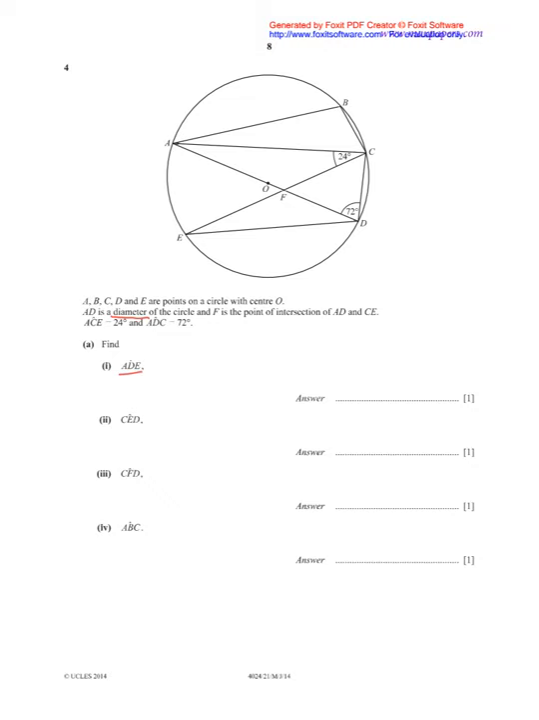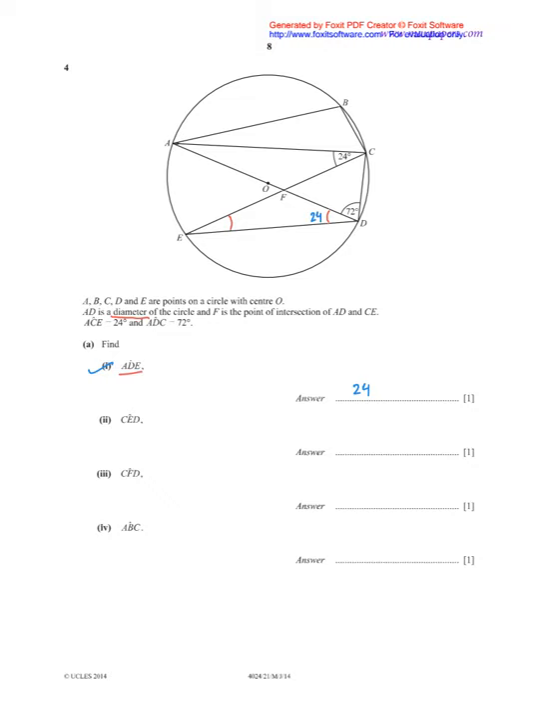So firstly I will highlight the angle we need to find out, and with the property of angles in the same segment, that angle is 24 because you have this angle 24, right? So these two angles are the same, so the answer is 24 for the first part. After that it says CED. So let me highlight the angle first. CED means that we are talking about this angle, right?